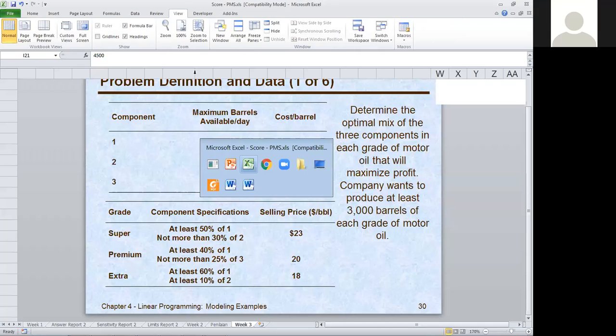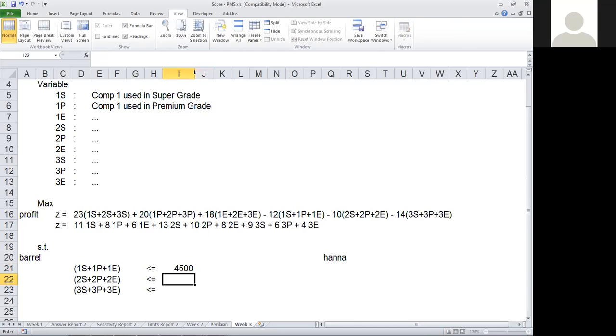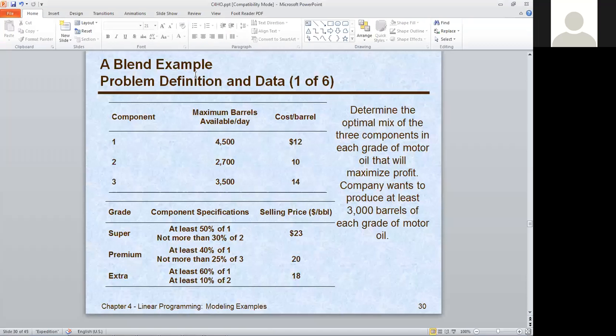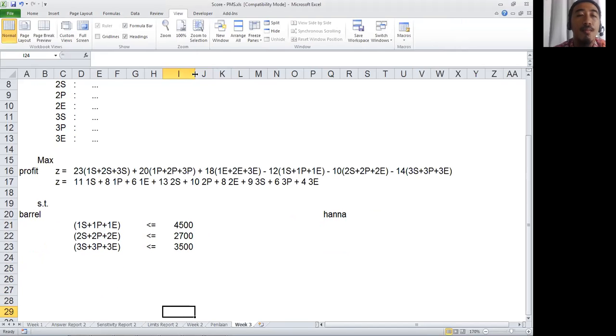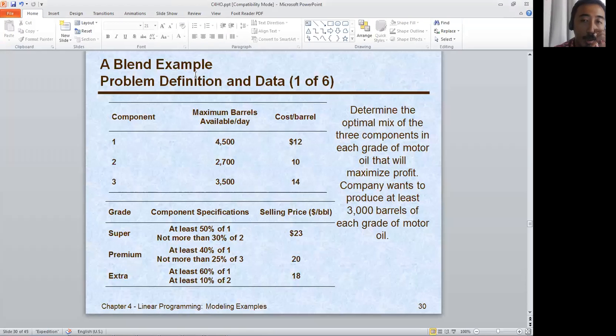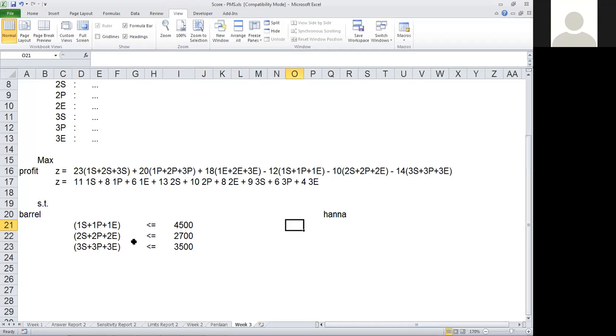Okay. Then okay, like this. What else? The limitation? Yes, sir. The constraint? Yes, more, sir. At least 50% of component 1 for super. What is the specification? Can you put one more?